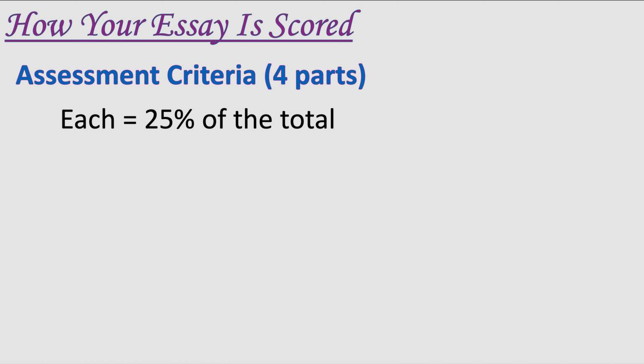Now that you know the basics about task 2, what it is, how long you have, and how it is scored, let's take a closer look at how examiners actually judge your essay. Your essay is scored using 4 official criteria. Each one is worth 25% of your total band.